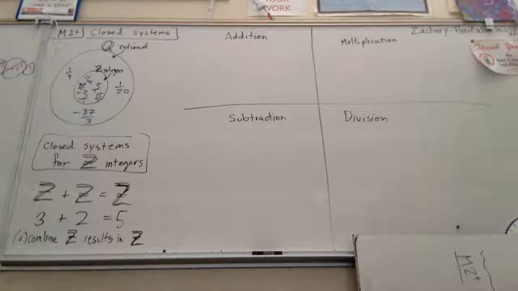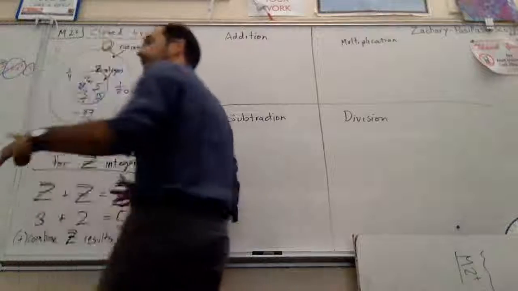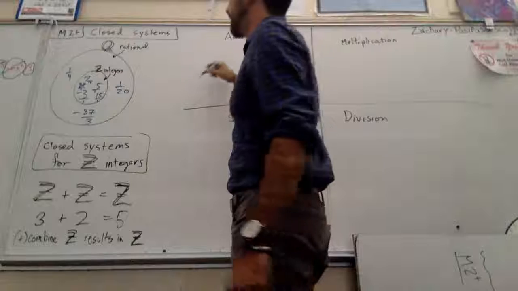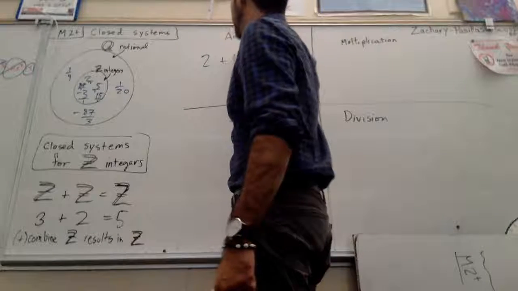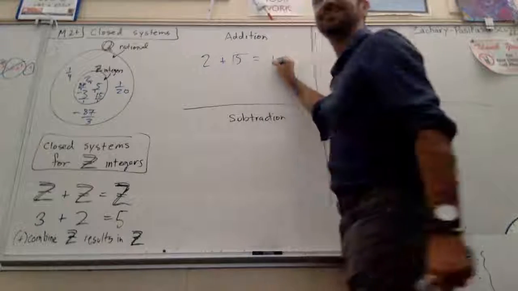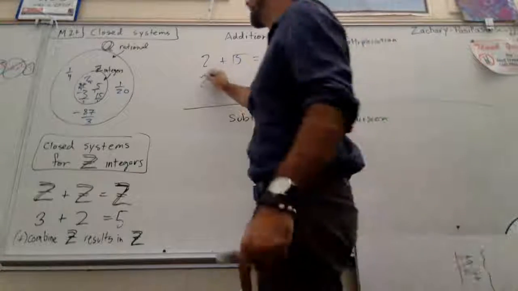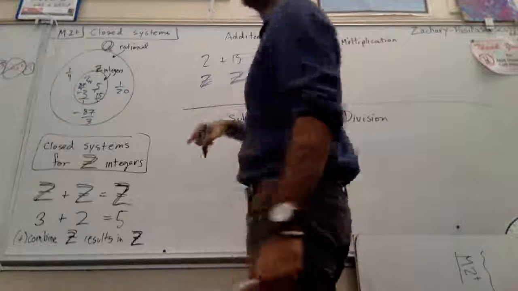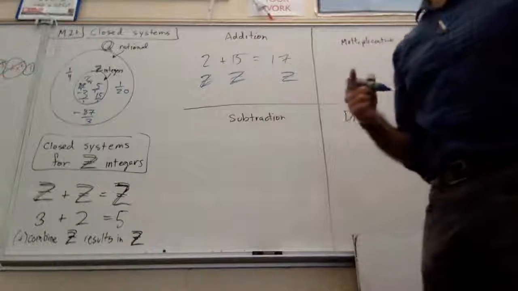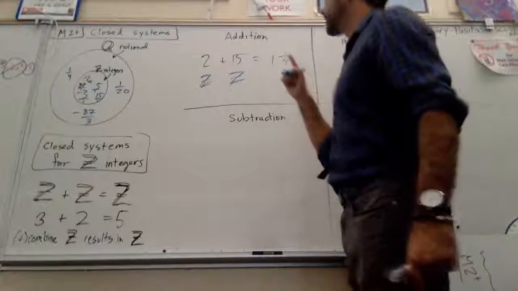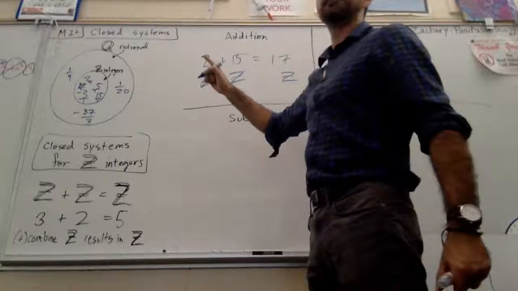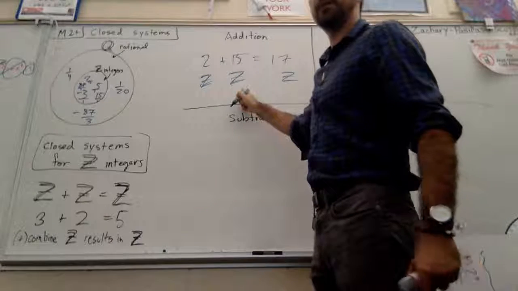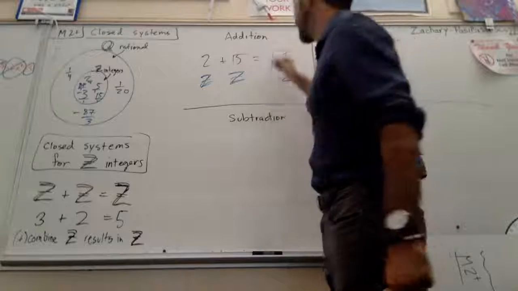Okay, so let's look to see what happens. That's the majority of what we're going to talk about. Let's see with addition, and we'll use some integers. 2 plus 15. What does that equal? 17. Integer. Is addition closed for integers? Remember, it was closed if we start with the same thing as we end with. So yes, it's closed.